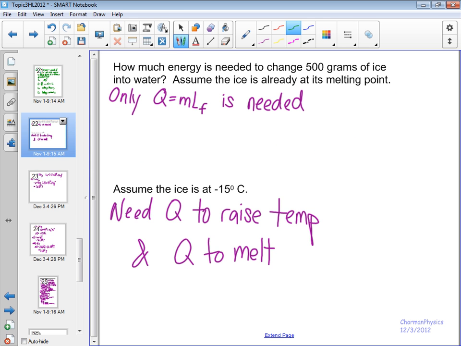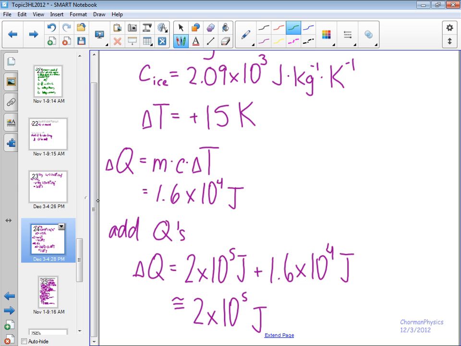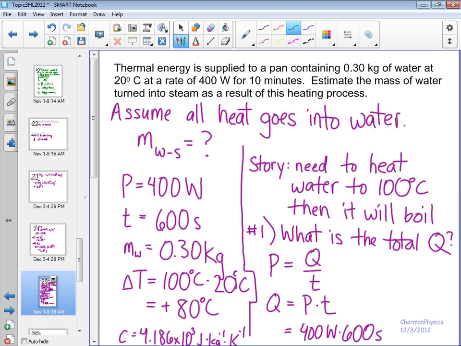All right, so again, the story here is that we only need to know the latent heat of fusion for melting this ice. But let's say the ice starts at negative 15 degrees Celsius. Well, we now need to know both the thermal energy required to raise the temperature of that substance and the thermal energy required to melt it. The second part, thermal energy required to melt it, is just Q equals M L. What we end up doing is we add the Q's. So we add the thermal energy to raise it to the temperature at which it can be melted, and the thermal energy to melt it. And that's how much energy is required there. Again, it stays the same because of the sig figs, all right?